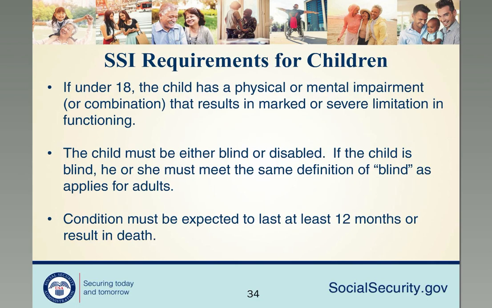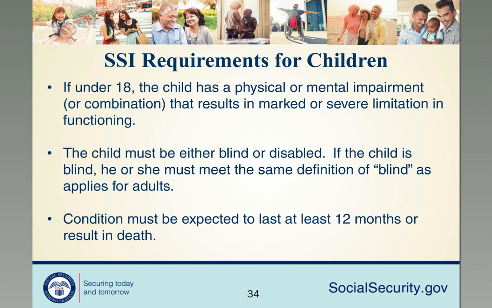The SSI requirement for children: if under age 18, the child has a physical or mental impairment or combination that results in marked or severe limitation in functioning. As opposed to the adult disability, we're not looking at the child's ability to work. We're looking at their ability to function at the normal level of their age. So it's a very different definition of what it is to be disabled.